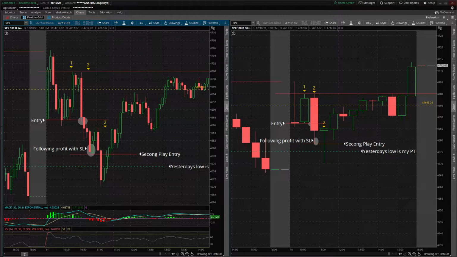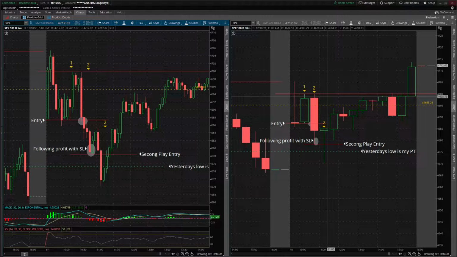Up here I have SPX up on both sides. I have the SPX 30-minute chart over here and the SPX 5-minute chart over here. I always use the 30 and the 5. The 30 gives me my entries, and the 5 just gives me a better overall view of the trend.